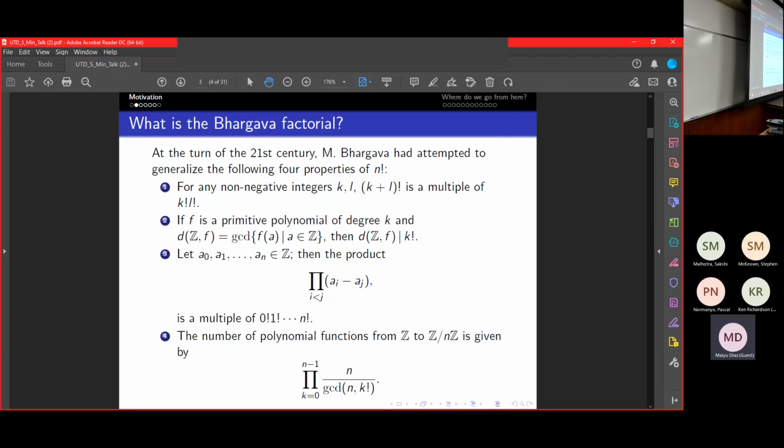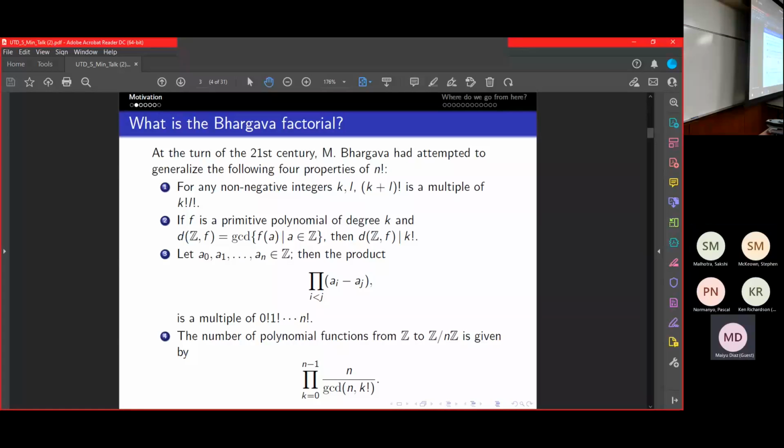The first one being that you have this binomial coefficients formula for the factorial. The second is that if you have a primitive polynomial of degree k, and then you're looking at the greatest common divisor of all the images of f evaluated at each input being the integer, then that number will always divide the factorial of the degree of that polynomial. Then you have this Vandermonde determinant-like formula for any selection of integers that you pick out. That will always be a multiple of these consecutive products of factorials from 0 to n.